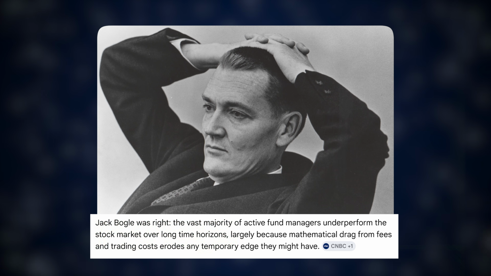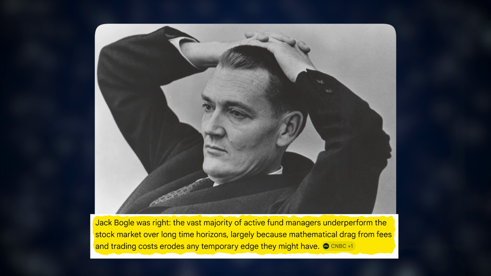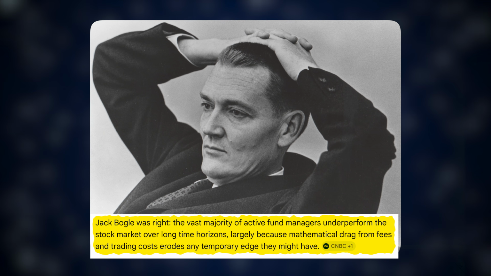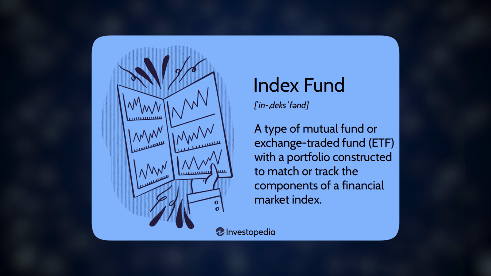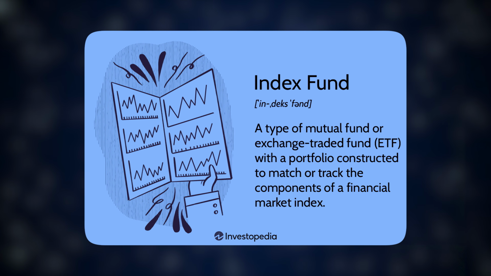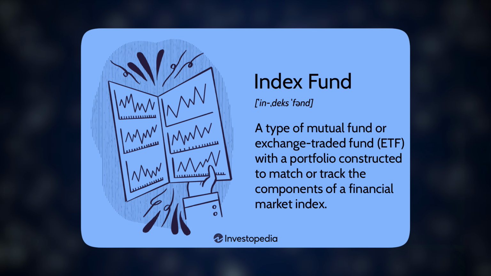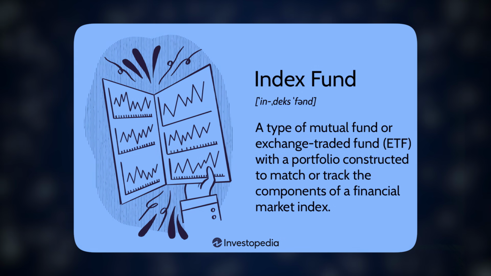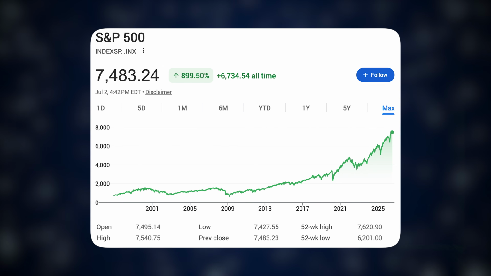The index fund. In the 1970s, a man named Jack Bogle changed everything. He realized that most expert managers actually performed worse than the stock market average. So he created a new category of mutual fund, the index fund. The philosophy is passive management: instead of paying a genius to guess which stock will go up, an index fund follows a mathematical formula and tracks an index, which is just a list of stocks used to measure the market. The most famous index is called the S&P 500.